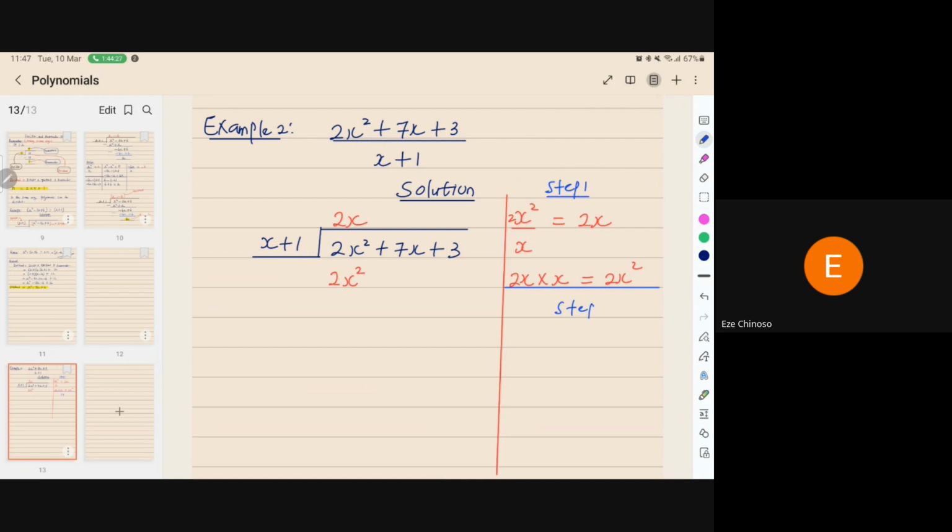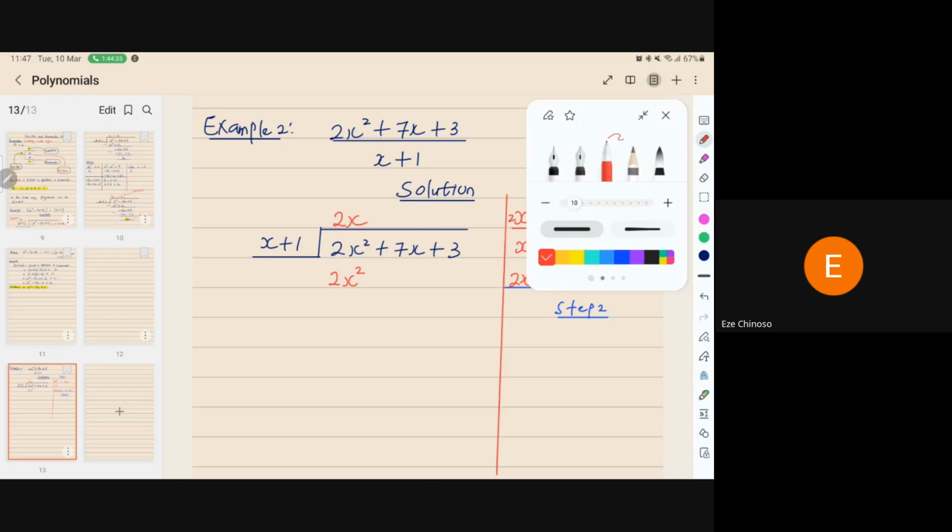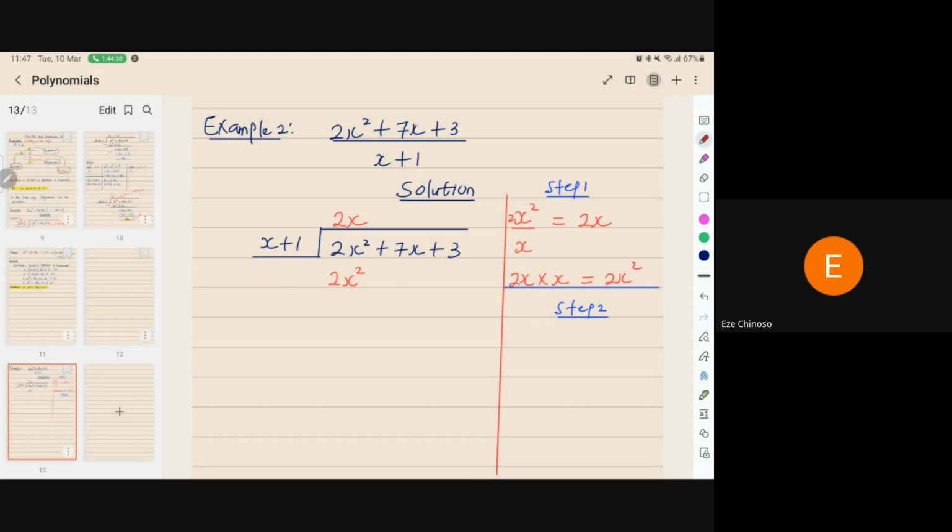Now, the second step, you now do 7x divided by x. That will give us what? 7. So you have plus 7. Sorry, I omitted something here. 2x times x, that will give us 2x squared. Yes, times 1. Good. Thank you. You're paying attention. Then the next one will now be what? 2x times 1, which is equal to what? 2x. So that will give us plus 2x. And that is all. Just one time. Then you do what? You subtract.